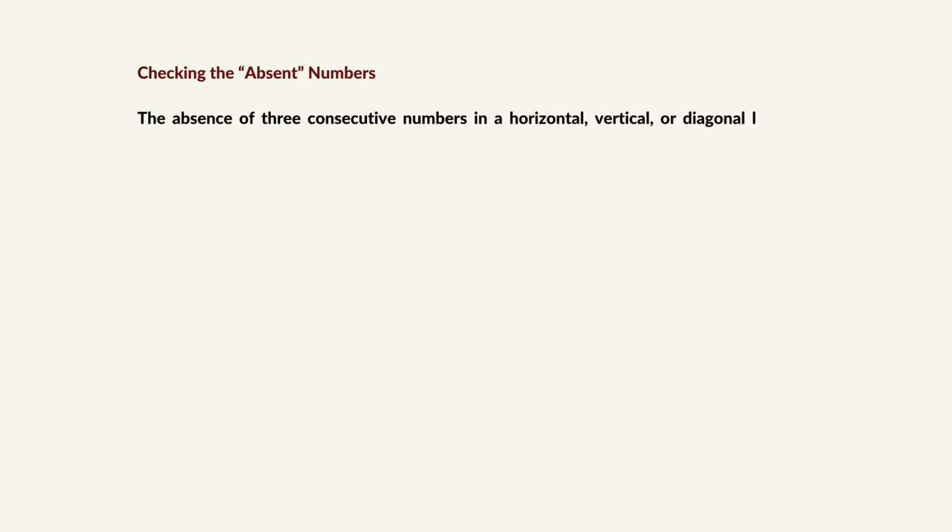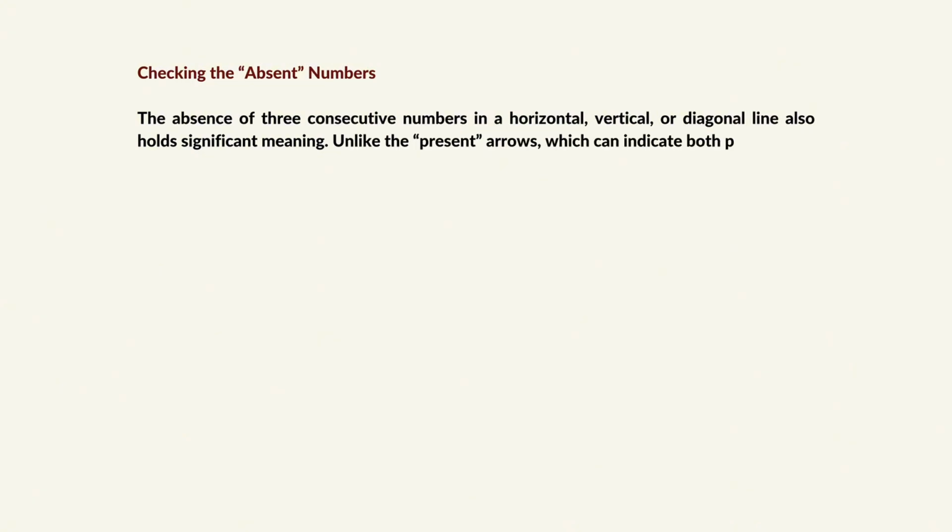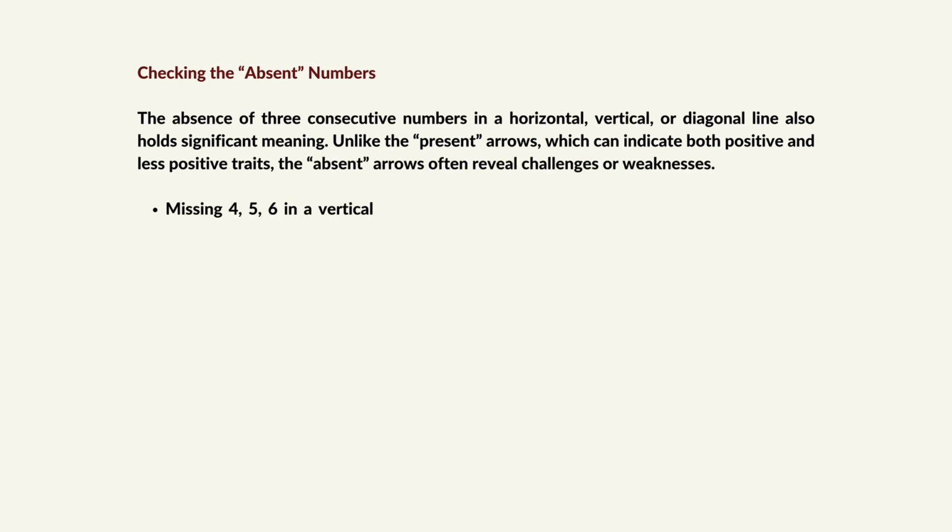Checking the absent numbers. The absence of 3 consecutive numbers in a horizontal, vertical, or diagonal line also holds significant meaning. Unlike the present arrows, which can indicate both positive and less positive traits, the absent arrows often reveal challenges or weaknesses. Missing 4, 5, 6 in a vertical line creates the arrow of frustration, signifying difficulty achieving a deeply desired goal.